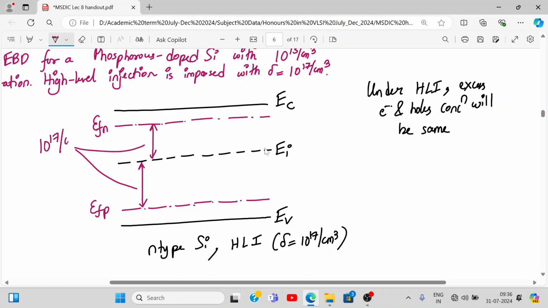I told you, na, I gave an example. 50 lakh. If we add 50,000 or let's say 1 lakh, it will become 50 lakh only, right? Both are same. So this is an example of a high level injection.